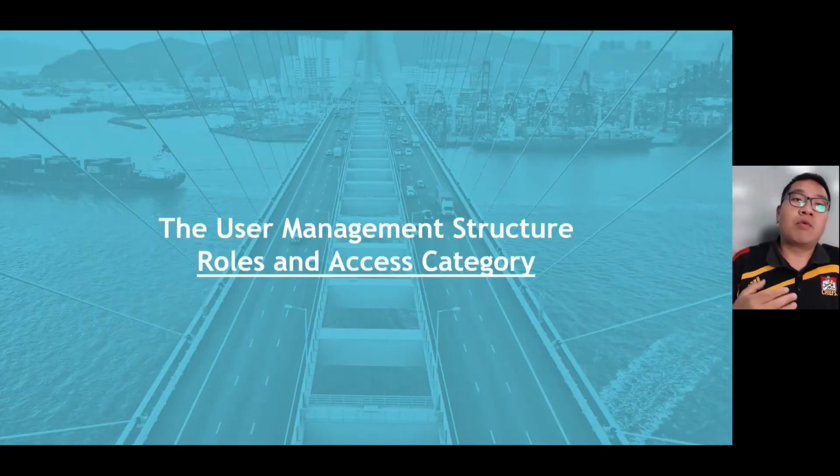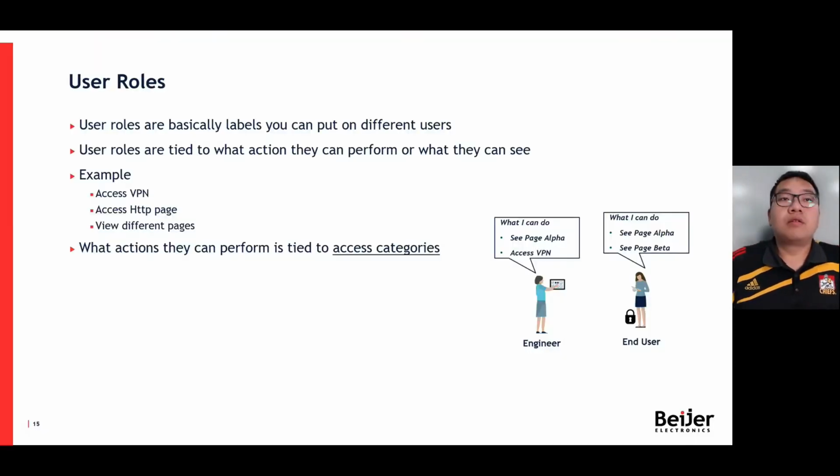And next, we'll talk about the roles and access categories that are part of user management. So what is the user role? User roles are basically labels. I know we try not to label things or people in life, but within the CloudVPN platform, we are happy to do that. You can put labels on different users. Each role is tied to what actions they can perform or what they can see in terms of the different dashboards or pages that you create as well.